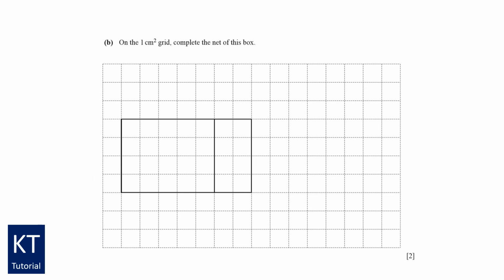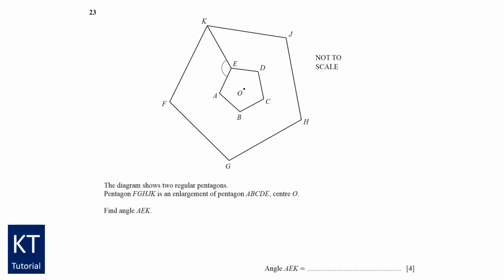Question 22b. On the 1 cm square grid, complete the net of this box. The added lines in blue are what this net should look like. Question 23. The diagram shows two regular pentagons. Pentagon FGHJK is an enlargement of the pentagon ABCDE, center O. Find angle AEK. First, we identify the internal angle of a pentagon, which in this case is 108 degrees. Next, the angle AEK is simply half of the difference between 360 degrees and 108 degrees.